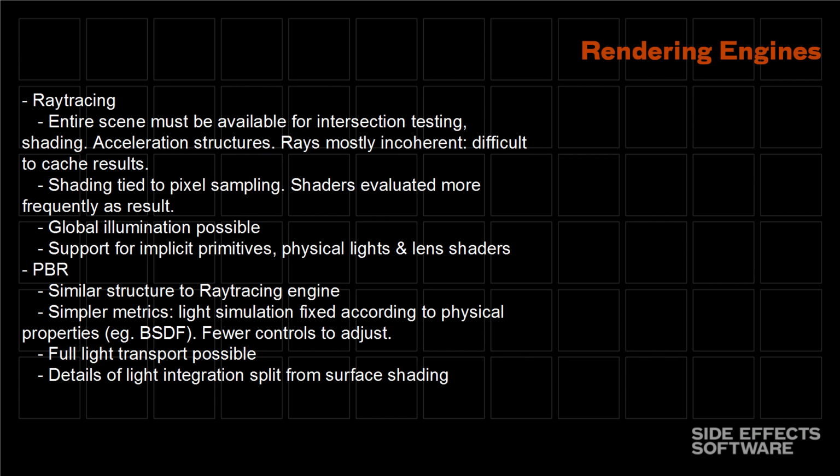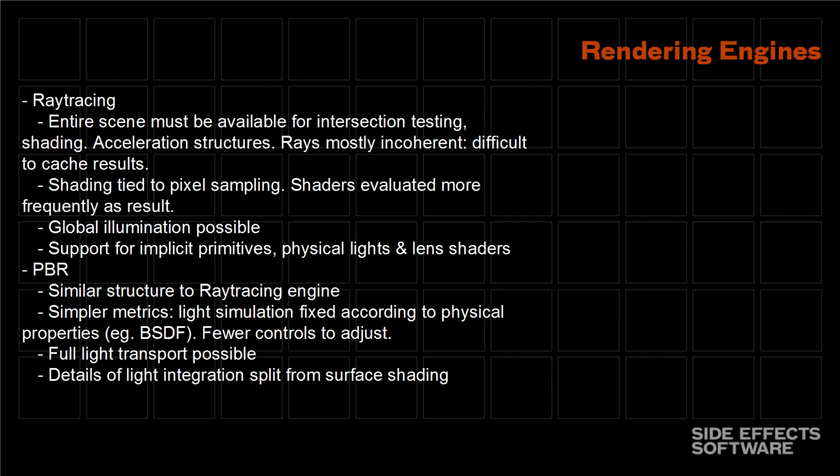The other thing with ray tracing is the shading is tied very much to your pixel sampling. For each one of your pixel samples, you are going to trace a ray into the scene, and depending on the algorithm you're using, you're going to be shading at least once for each one of those pixel samples, as opposed to micropolygon rendering, which can use a coarser shading metric as compared to the pixel samples.